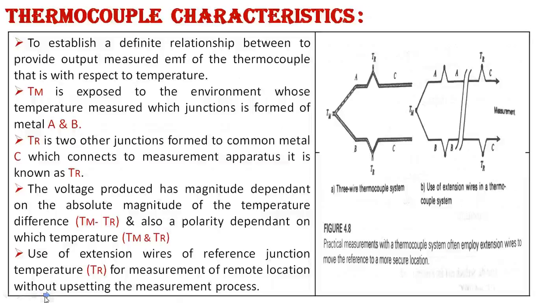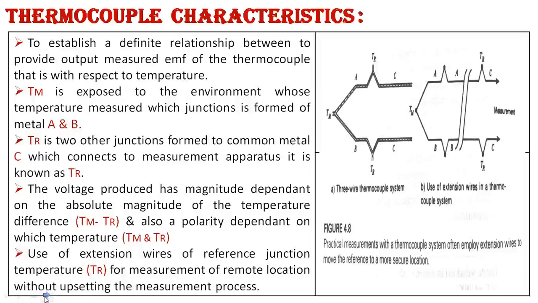Next concept is the thermocouple characteristics. To establish a definite relationship and provide the output measured EMF of the thermocouple with respect to temperature, TM is exposed to the environment whose temperature is measured, with a junction formed of metals A and B. TR is formed by two other junctions with a common metal C which connects to the measurement apparatus. It is known as TR. The voltage produced has a magnitude dependent on the absolute magnitude of the temperature difference TM minus TR, and also a polarity dependent on which is higher, TM or TR.